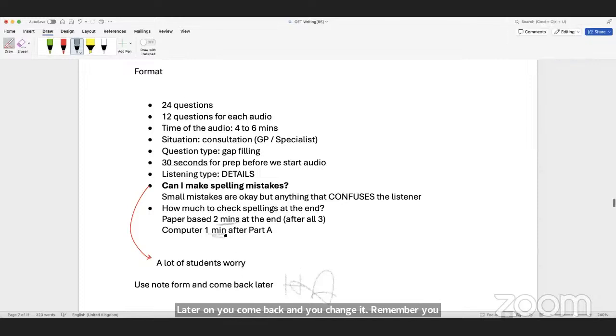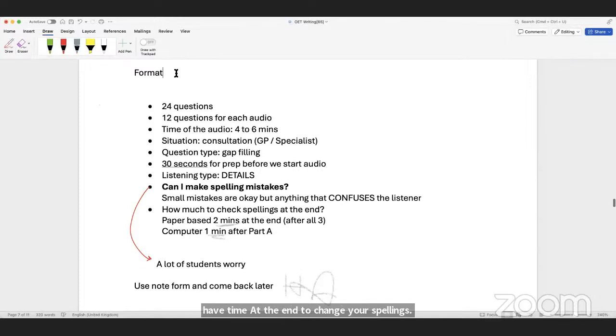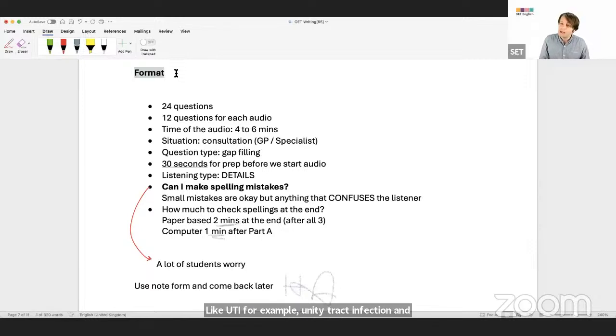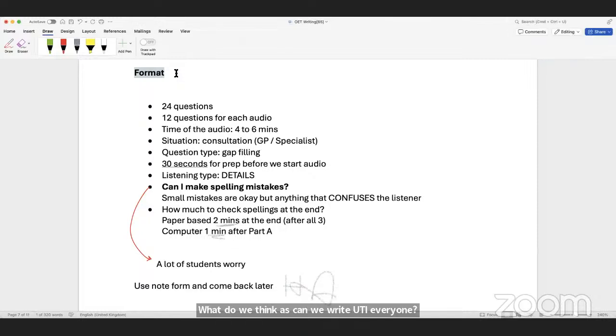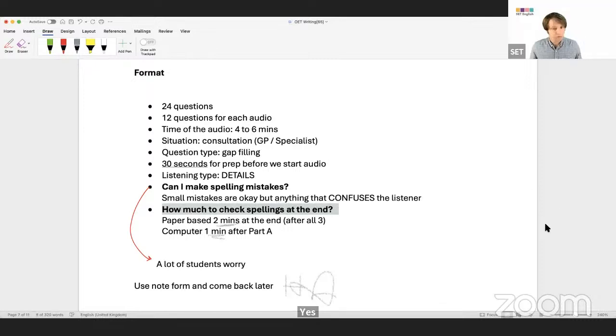Can we write UTI, for example, instead of urinary tract infection? What do we think, guys? Can we write UTI? Everyone, yes or no? If the listener says UTI, yes. If they say it, you can write it. But if he didn't say it, you could write it down and then change it at the end. Okay, and I guess that's the point.